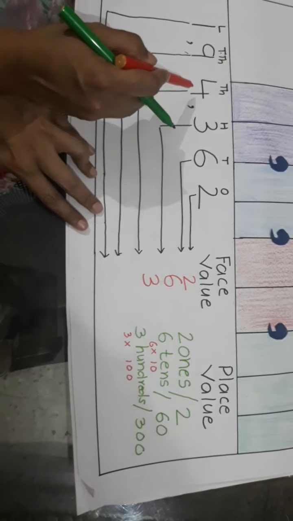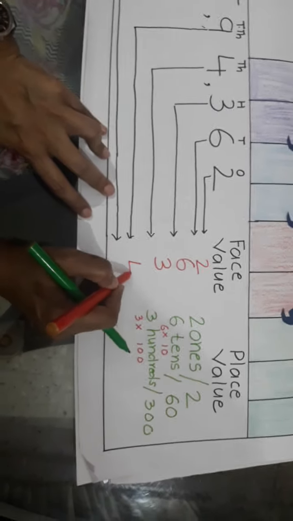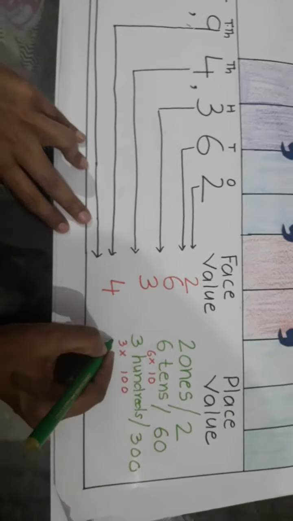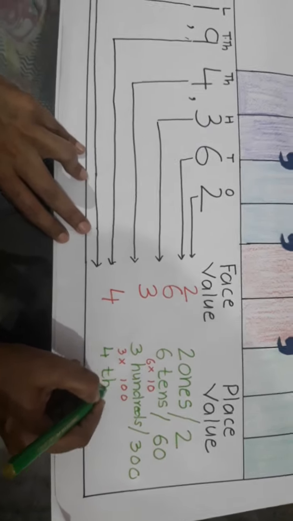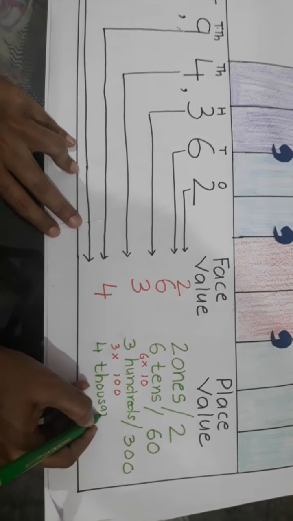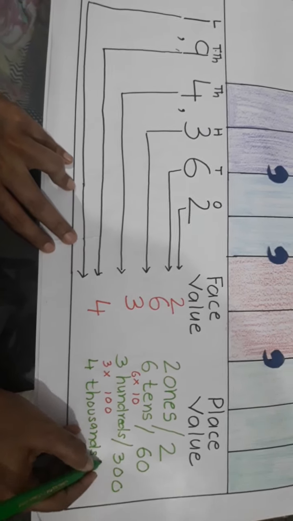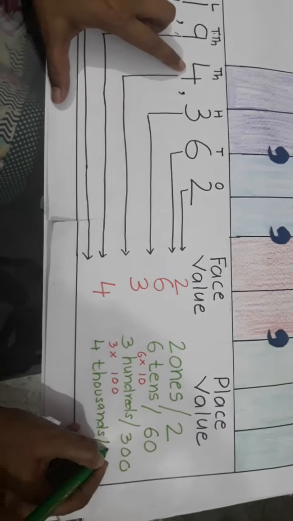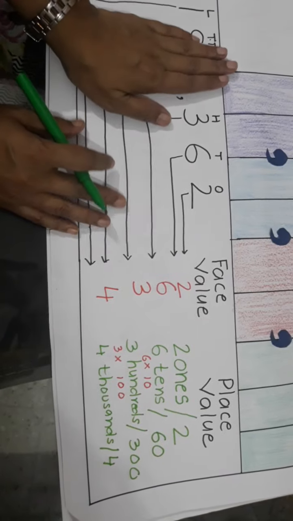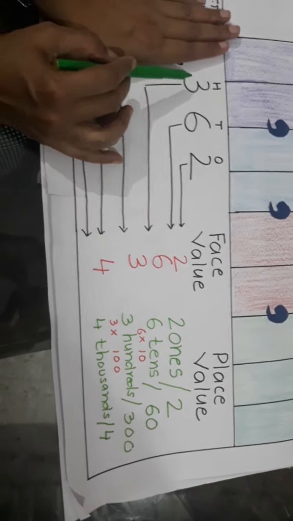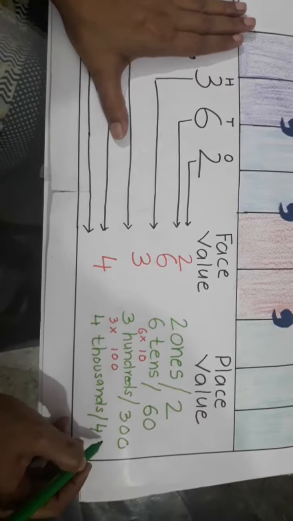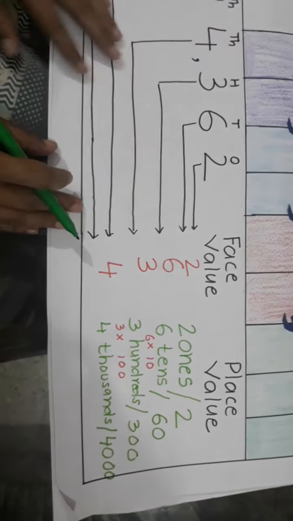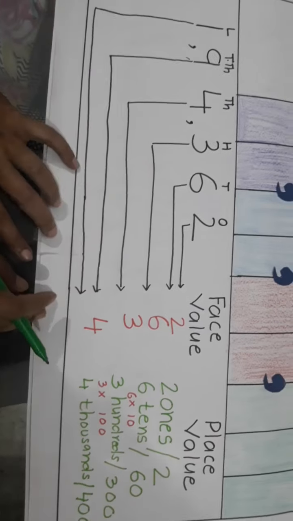Which is the digit here? 4. What is the face value? 4. What is the place value? It is 4 thousands. Now I'll tell you how to do this even without this method. Which is the digit here? 4. Now just cover this. How many digits are left? 1, 2 and 3. So I will put 3 zeros.